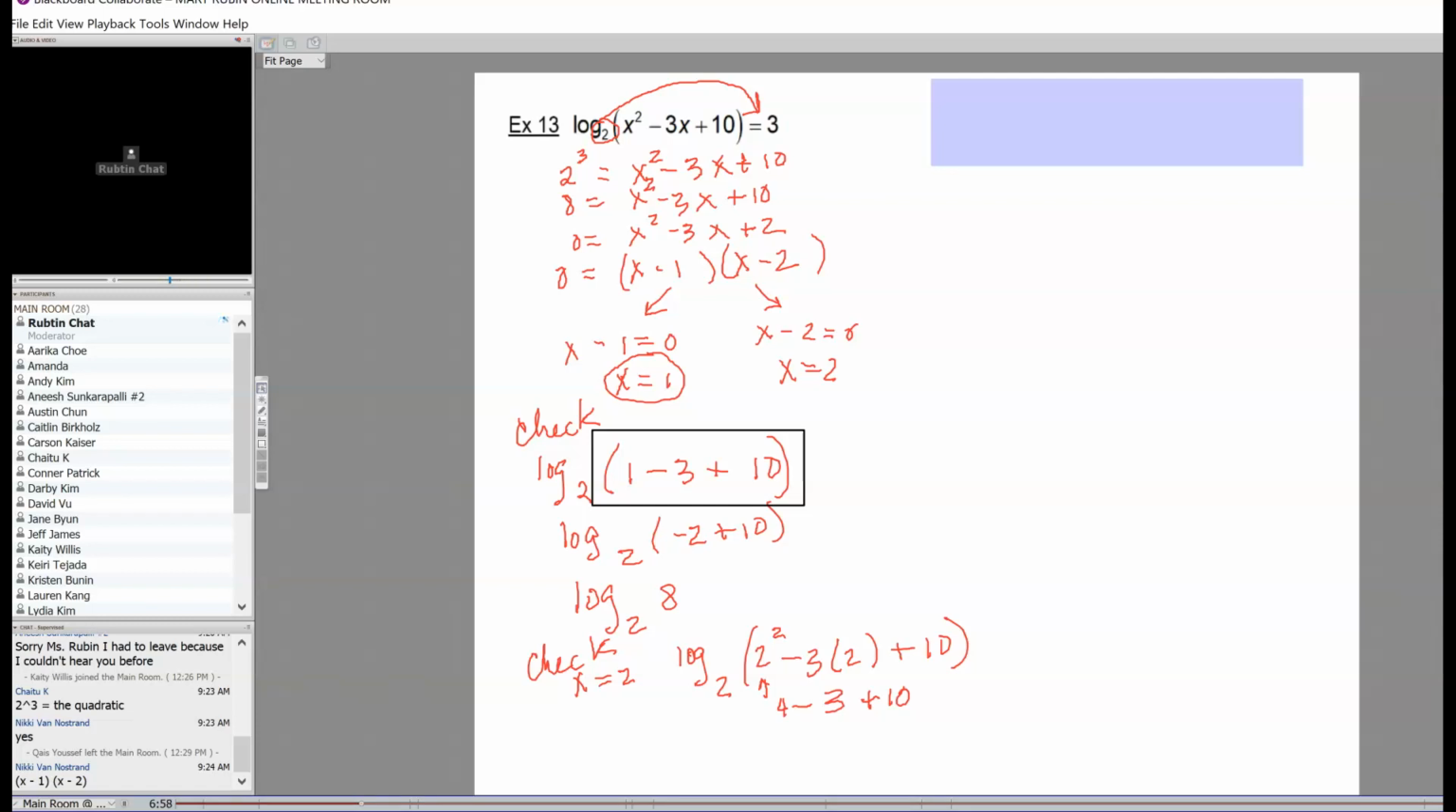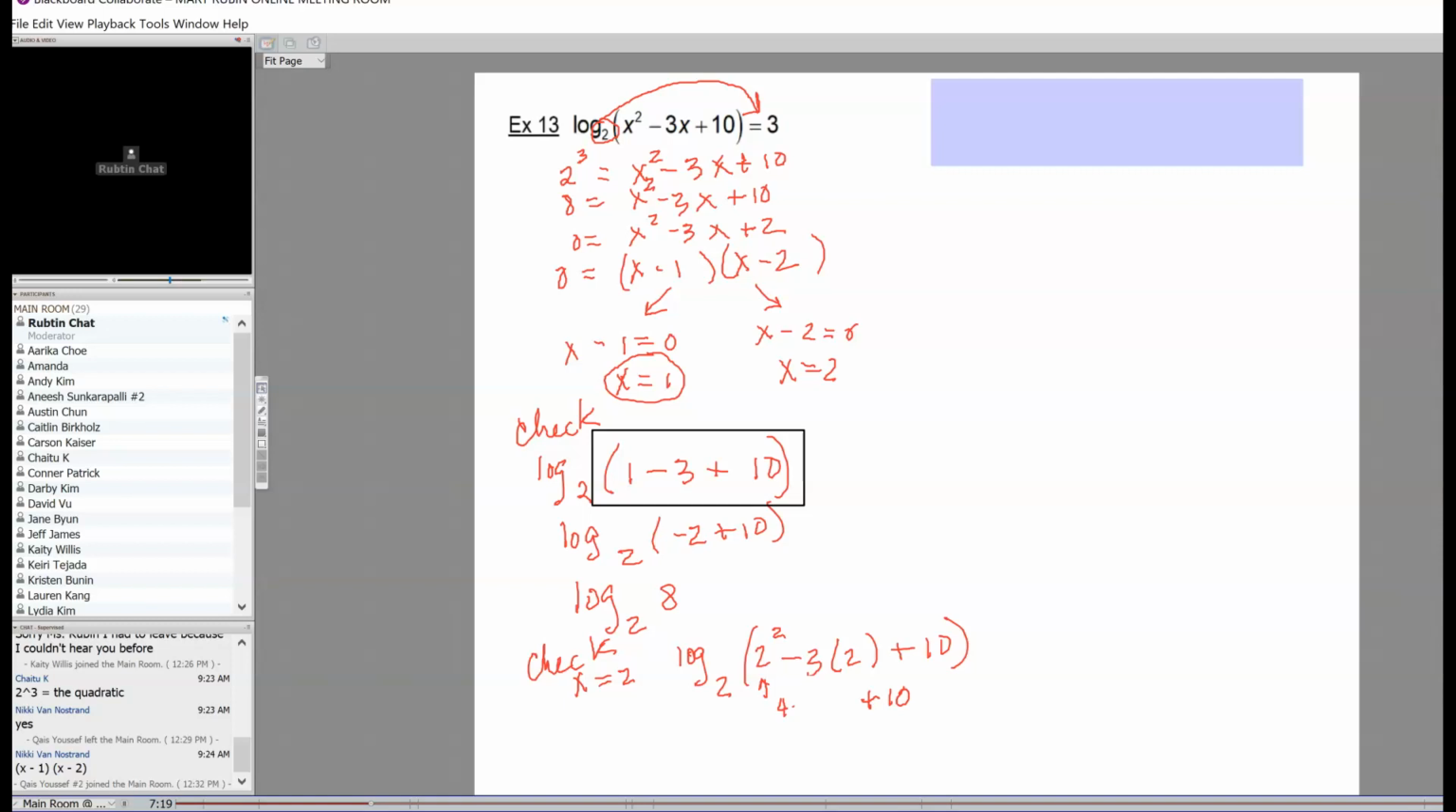Grr. Grr, grr. Get to that. I wanted to white it out, not blue it out. Okay.